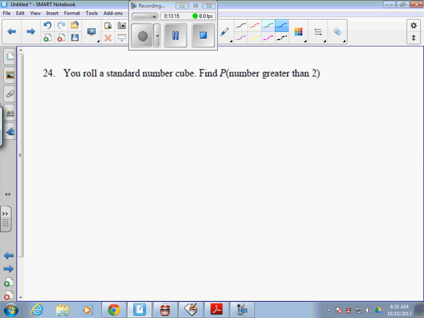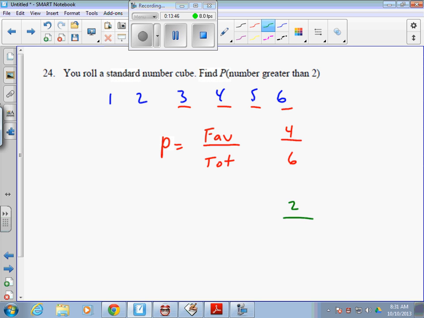24 says you roll a standard number cube. Find P, or the probability that the number is greater than 2. Remember, a standard number cube has 6 outcomes. 1, 2, 3, 4, 5, and 6. It's 6 sides. It says a number greater than 2. Well, how many are greater than 2? 1, 2, 3, 4. So remember, your probability is the favorable amount over the total. Well, your favorable amount, there's 4 of them we just said. Over the total is 6 total outcomes. So when you simplify 4 over 6, the number 2 goes into 4 2 times, and it goes into 6 3 times.